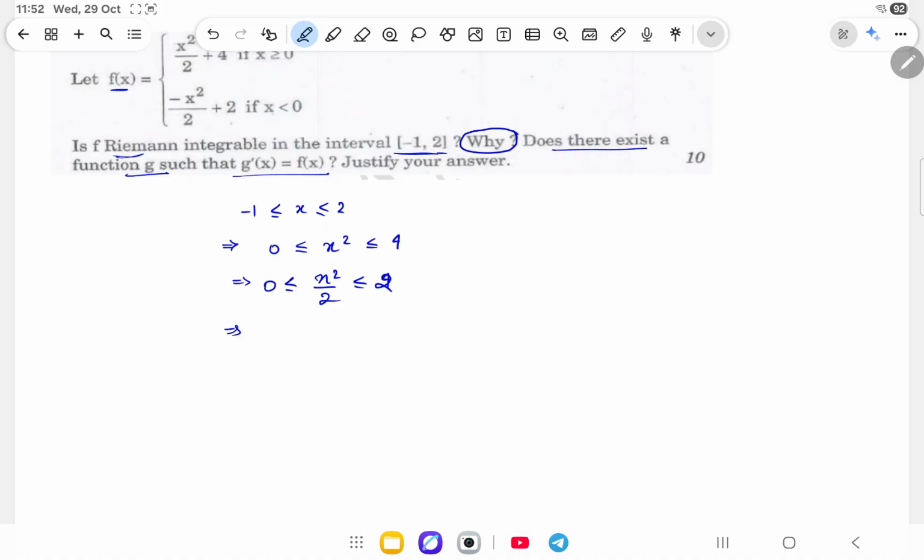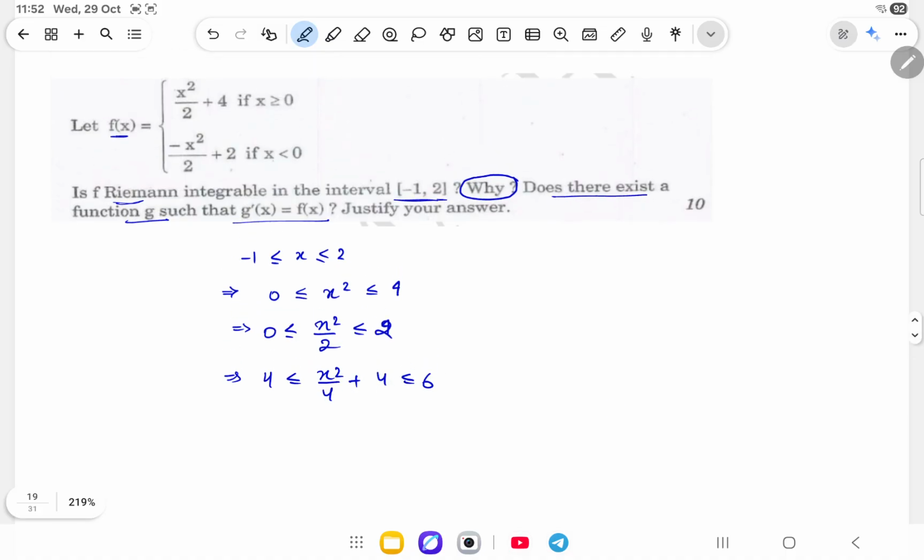And if I just add 4 on both sides, it will give me 4 less than or equal to x square by 2 plus 4 less than or equal to 6. So I got that whenever x is greater than 0, this is a bounded function.